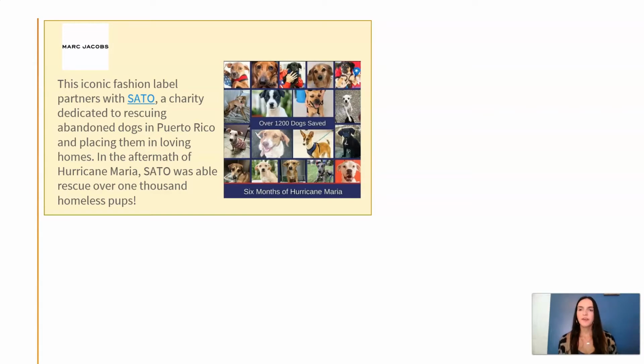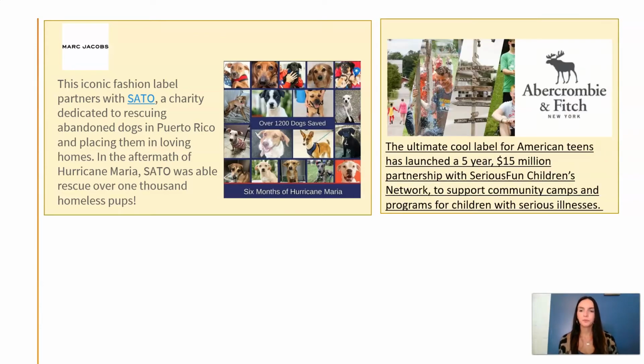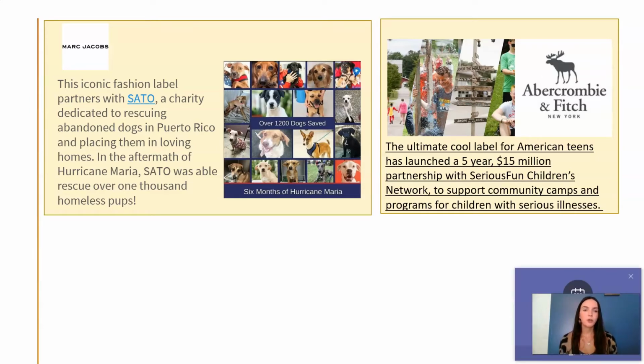Marc Jacobs, the fashion label, partners with SATO, a charity dedicated to rescuing abandoned dogs in Puerto Rico and placing them in loving homes. In the aftermath of Hurricane Maria, they were able to rescue over 1,000 homeless puppies and make sure that they were rehomed. Abercrombie & Fitch, which is a fashion brand for teenagers, has launched a 5-year, $15 million partnership with Serious Fun Children's Network to support community camps and programs for children with serious illnesses.